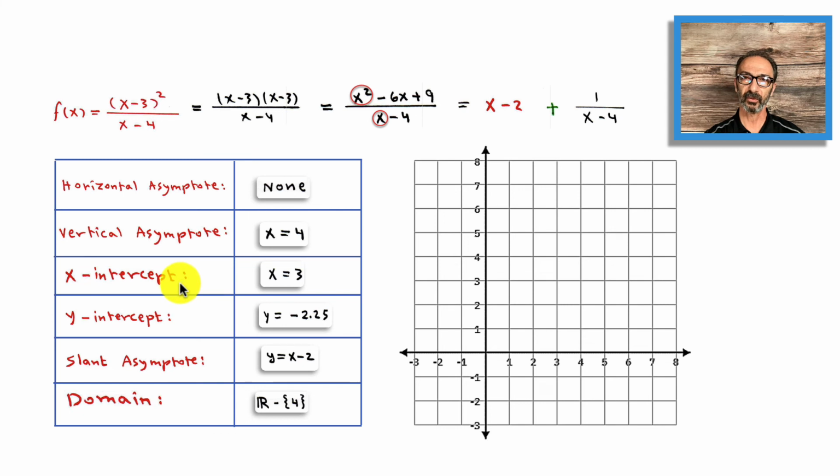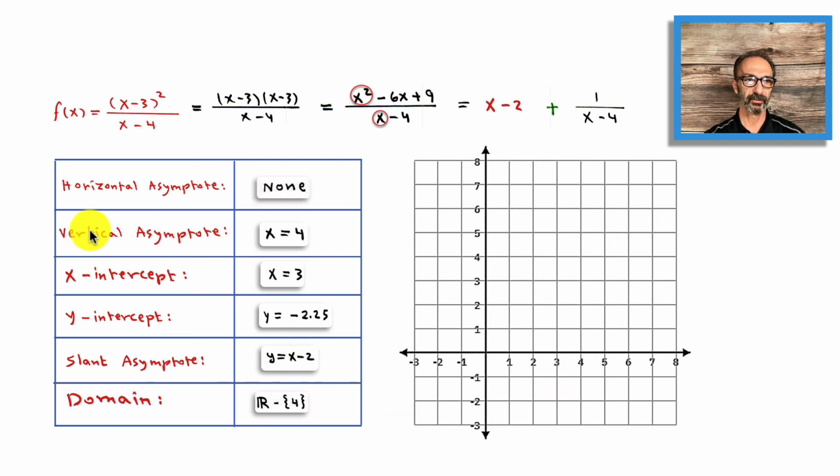The x-intercept, that's when we set y equals 0. So we get x equals 3. And the y-intercept, when we plug in here 0 for x, we get positive 9 after you multiply, divide by 0 minus 4, simplify negative 2.25. And the slant asymptote was coming from the long division, and we took it from the quotient because the remainder is going to go to 0. That was y equals x minus 2. Since we do have a vertical asymptote at x equals 4, we mentioned that the domain is all real numbers except 4. So let's graph it.